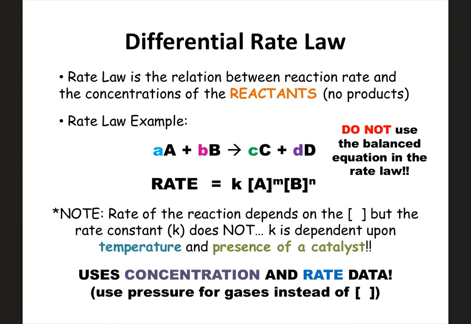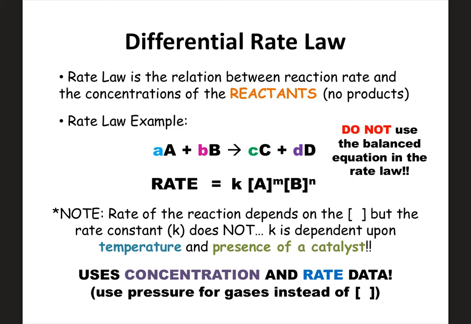Something very important to note here: the rate of the reaction depends on the concentration of your reactants, but the rate constant k doesn't. k is only dependent upon temperature and the presence of a catalyst. So k can change if the temperature changes or if a catalyst is present. But the reaction rate is the one that depends on the concentration here, not the rate constant.